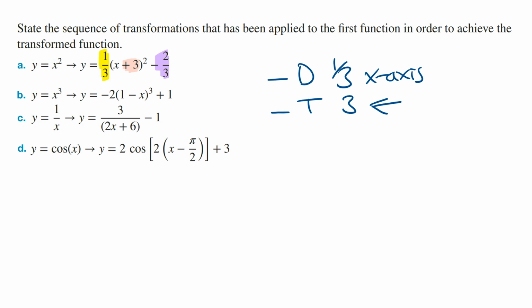And so this is going to be the value of k. And so we're going to translate the original function 3 units down. And so these are going to be the 3 sequences of transformations that have been applied to the original function y is equal to x squared. And just as a side note, I'm writing the transformations in short form to keep this video simple. But in your exams, you would need to write the full description.